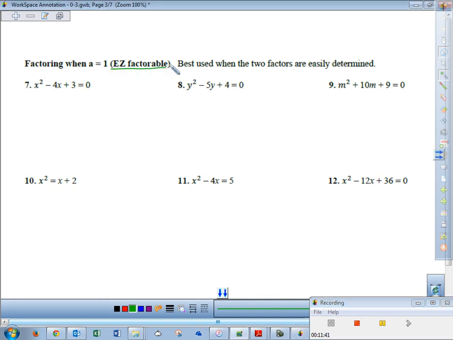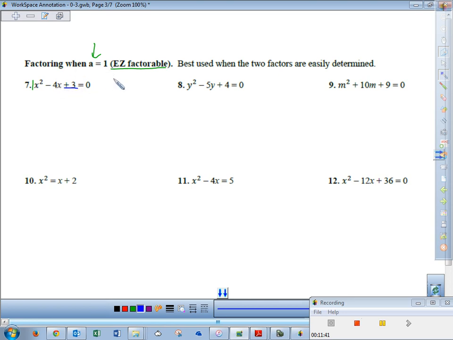I just made up that name because when do I know they're easily factorable? The a value is 1. Now it doesn't mean that every quadratic with an a value of 1 will factor, but if the a value is 1, you want to check to see if it's easily factorable. Isn't the a value 1 right here, correct? I need to find two numbers that multiply together to be 3. That's the c value, and add together to be negative 4.